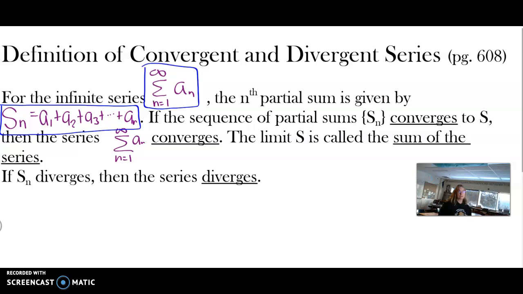If the sequence of partial sums converges to a number s, then the series also converges. So if the sequence of partial sums converges to s, then the series converges as well. The limit s is called the sum of the series. And conversely, if s sub n diverges, if the sum of the first n terms is diverging, then the series diverges.